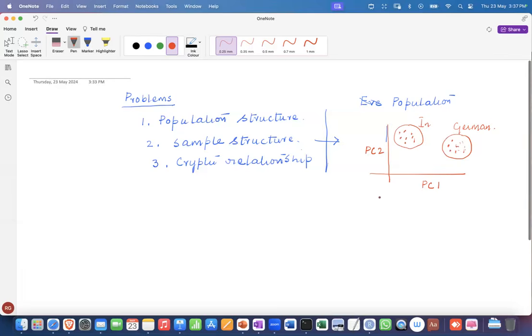And how do you correct for these factors? You can correct for these factors by including the principal components as covariates. You remember, I was talking about the covariates where we talked about age, sex, and all those as covariates. So now for the first time, I'm telling you that to correct for the population structure, you can include the PCs as covariates, right? And then probably your lambda value would improve.